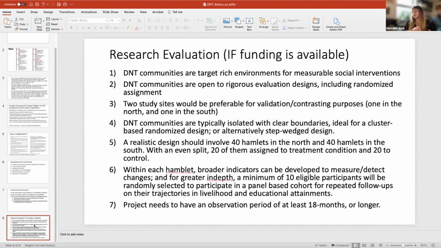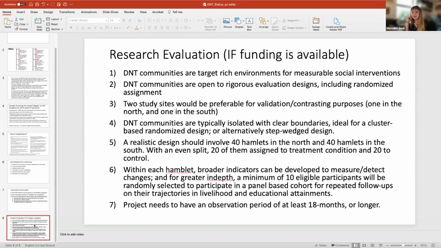Two study sites would be preferable for validation and contrasting purposes. So again, in conversations with Praxis, some of the communities in the north who might be more known for the intergenerational sex work, and in the south where there's more documentation of some of those other illegal activities such as alcohol production and things of that sort, looking at forced labor within that would be preferable.